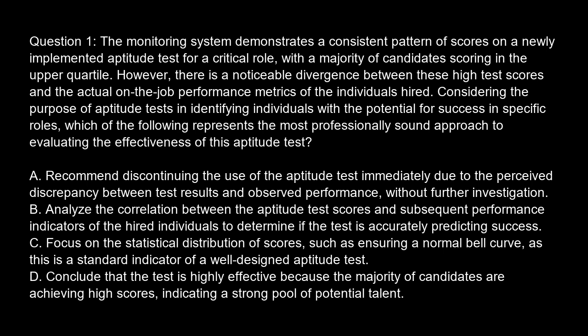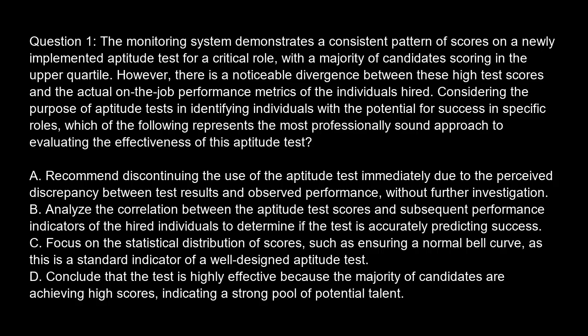Option A. Recommend discontinuing the use of the aptitude test immediately due to the perceived discrepancy between test results and observed performance, without further investigation. Option B. Analyze the correlation between the aptitude test scores and subsequent performance indicators of the hired individuals to determine if the test is accurately predicting success.